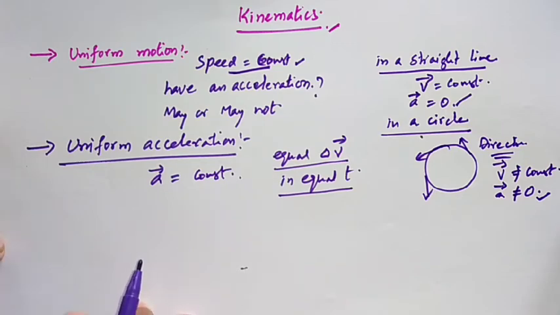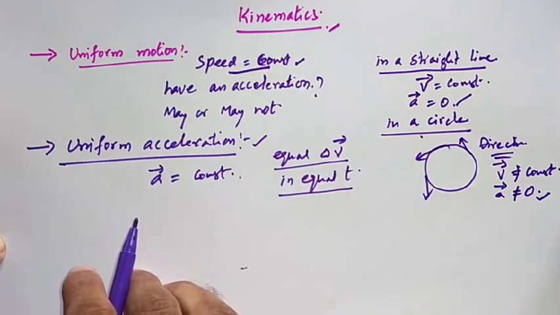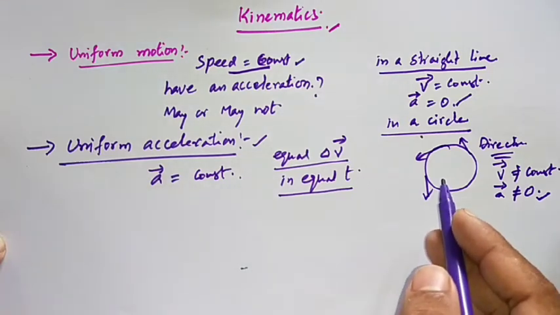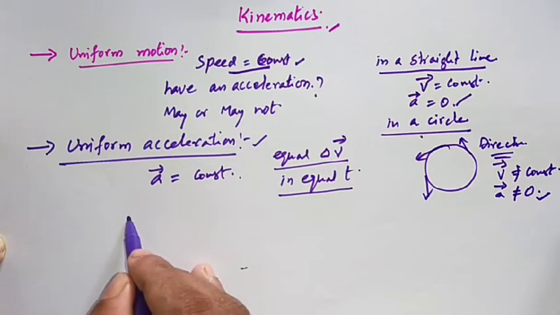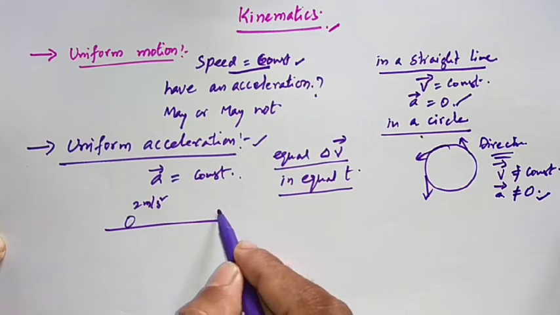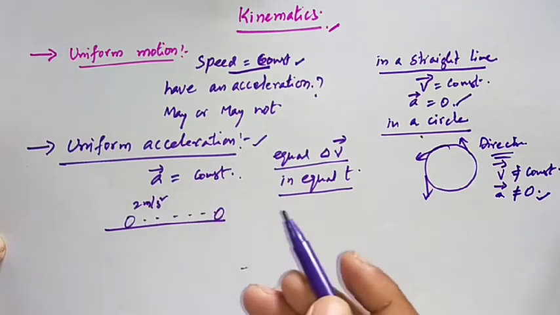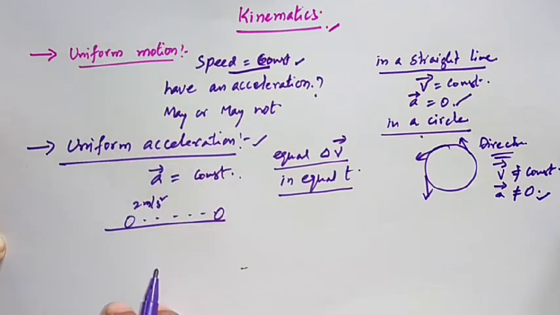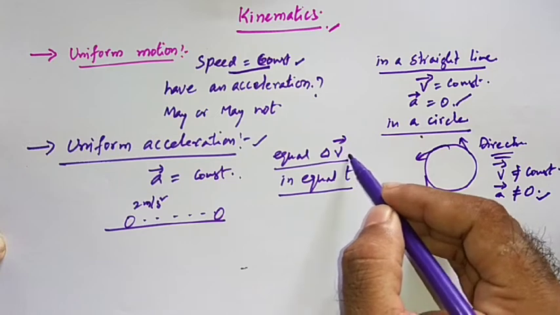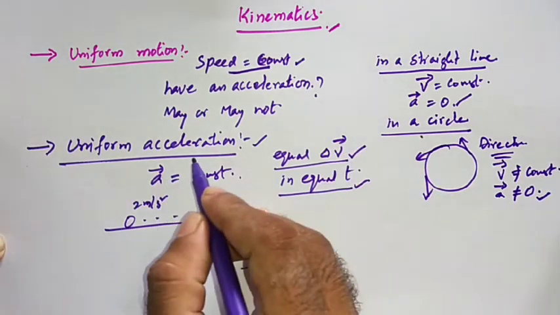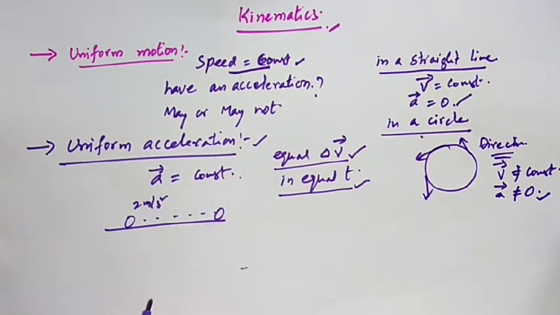Got my point? Very important one. Uniform acceleration is nothing but the acceleration of the body being constant throughout the journey. For example, if a body is moving with an acceleration of 2 meters per second square, at any point its acceleration is 2 meters per second square, then it is called uniform acceleration. That means its change in velocity is equal in equal intervals of time. This kind of motion we call uniformly accelerated motion.